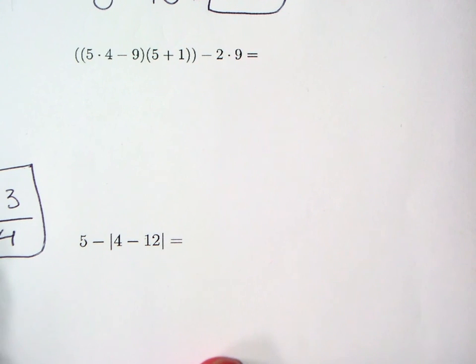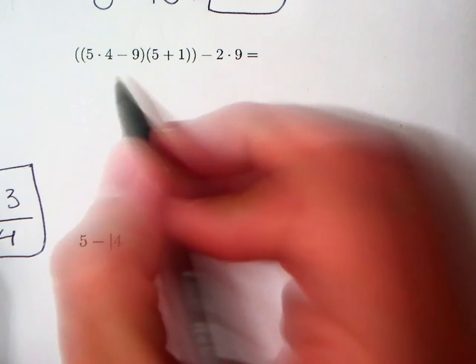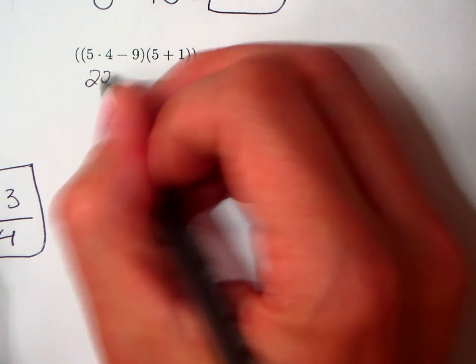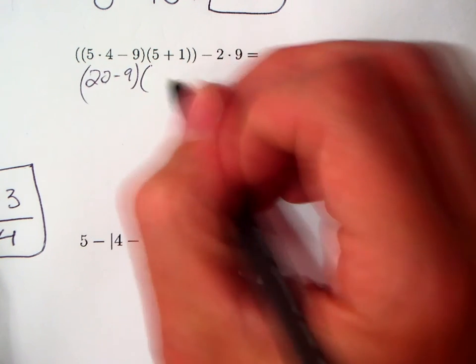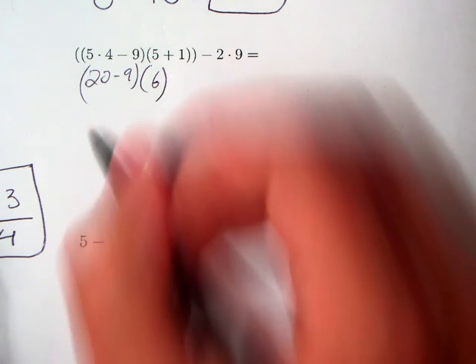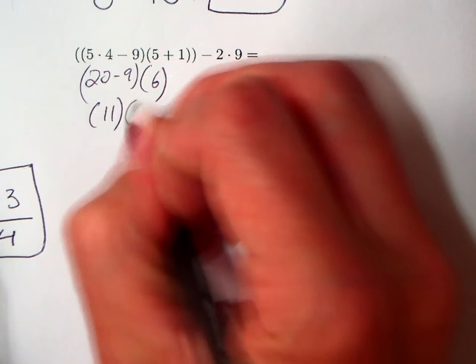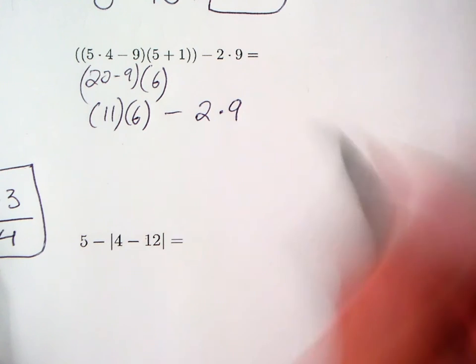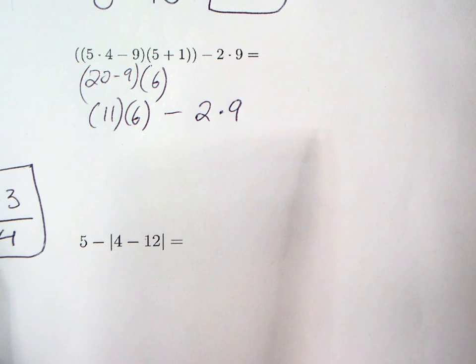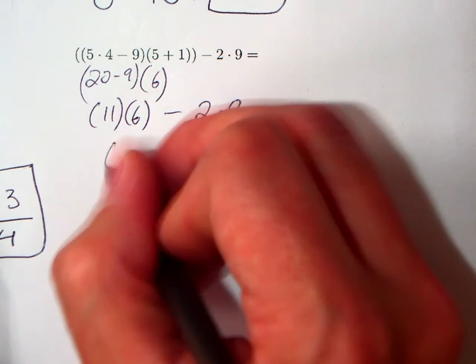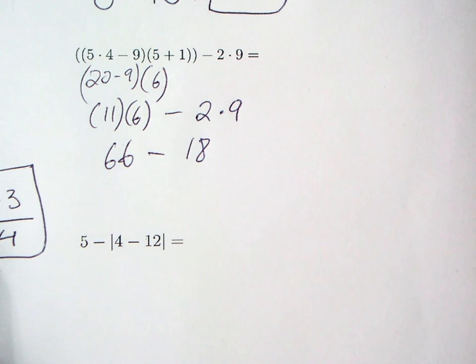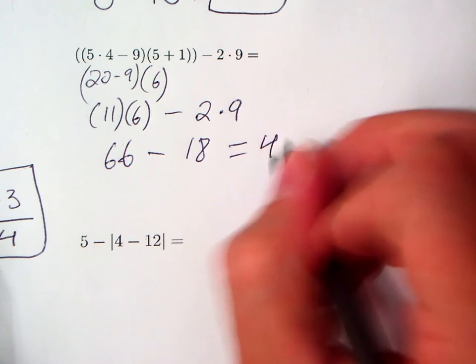2 left. I start with the inner layer of parentheses. So 5 times 4 happens before the subtraction. So I get 20 minus 9. And 5 plus 1 is 6. So 20 minus 9 is 11. Multiplied by 6 minus 2 multiplied by 9. So I do the multiplication before I do the subtraction. 11 times 6 is 66, and 2 times 9 is 18. 66 minus 18 is 48.